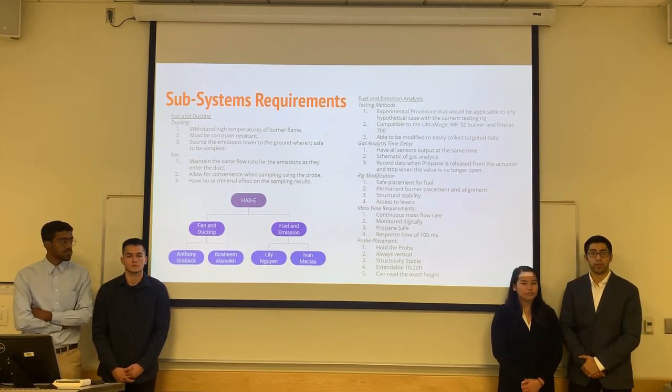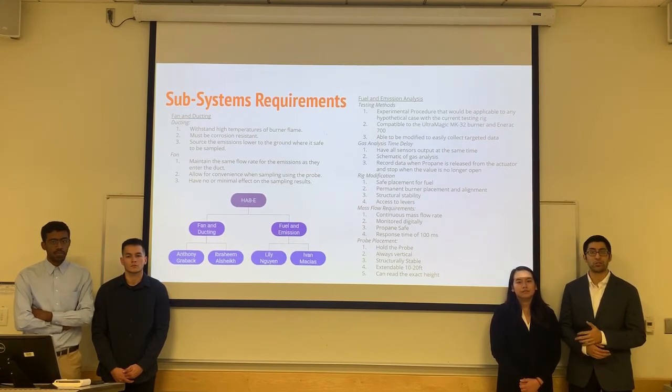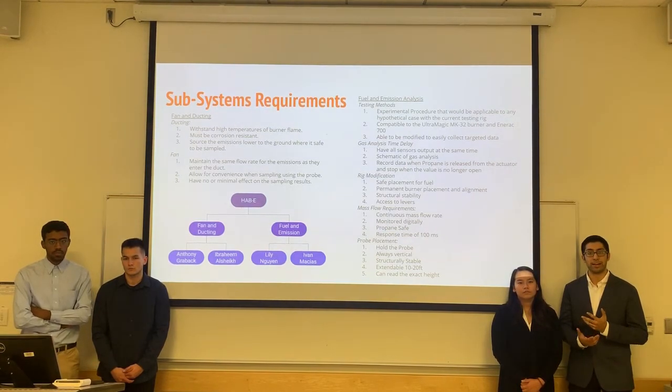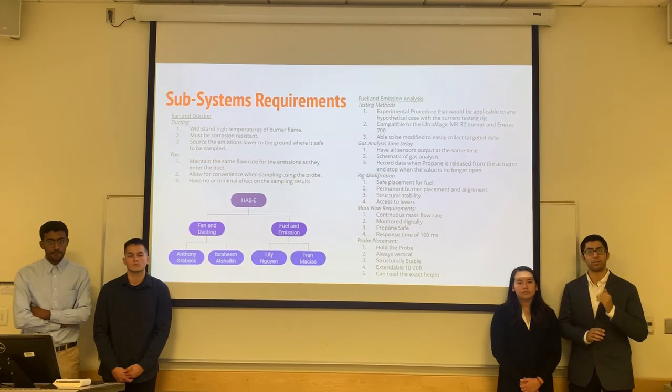The purpose of the mass flow is to accurately measure the amount of propane exiting the burner. Our requirements are to develop procedures to monitor continuous mass flow. It should be digitally monitored, and it should have a sampling rate of approximately 100 milliseconds. In order to measure the concentration of the exhaust, we needed to develop a probe placement mechanism. The device for this probe placement needs to have a clamping system. It needs to be vertically extendable from about 10 to 20 feet, and it also needs to be structurally stable.